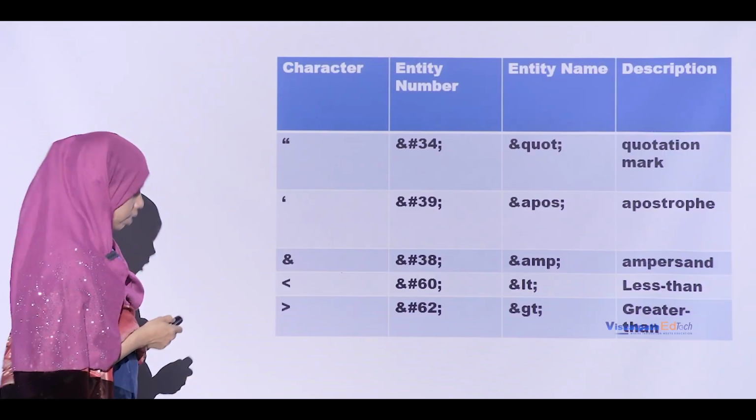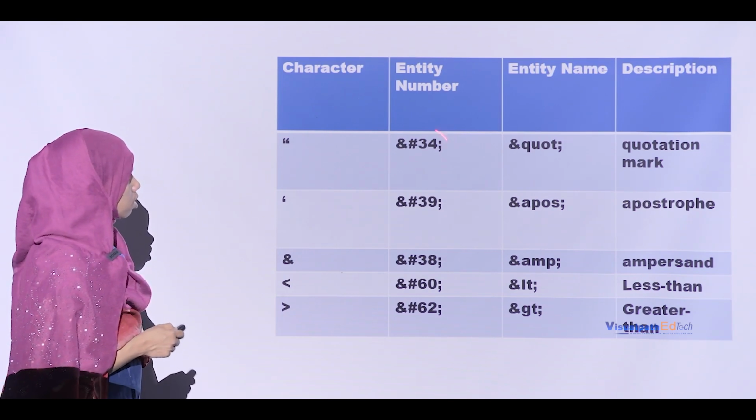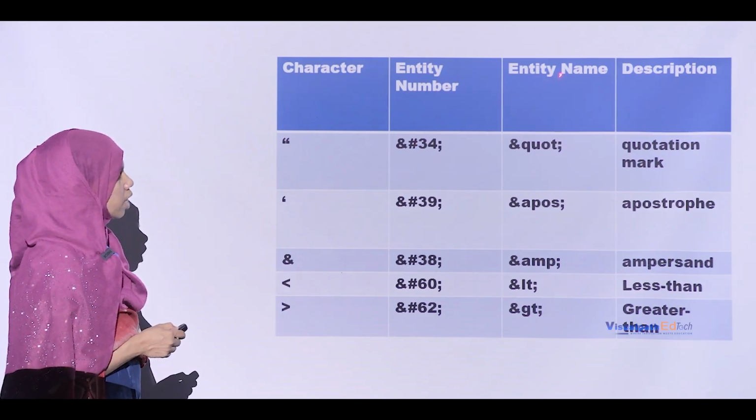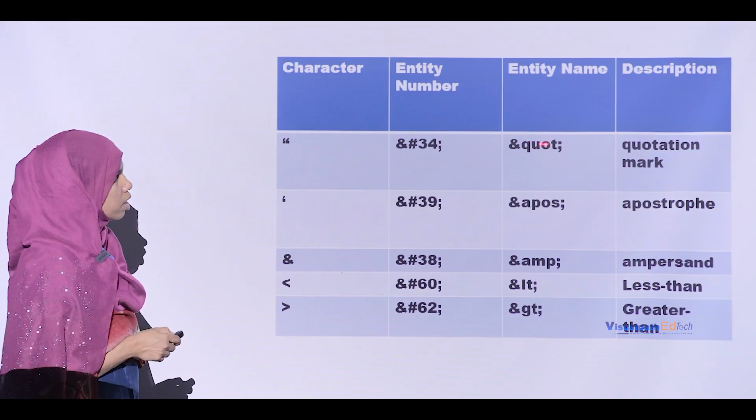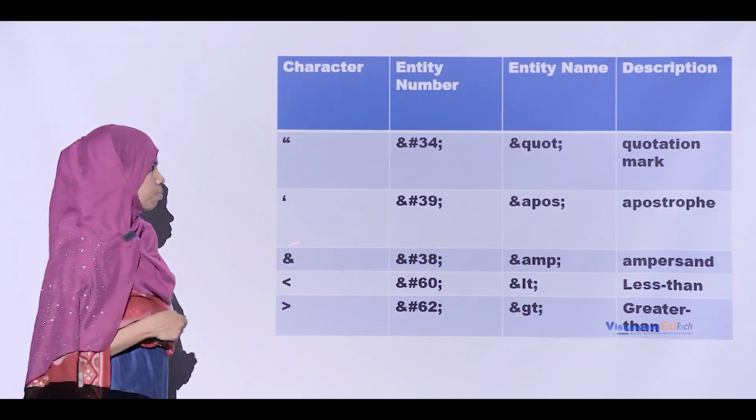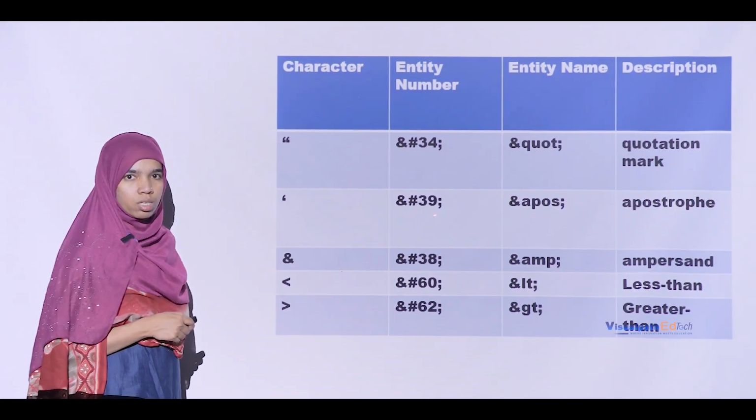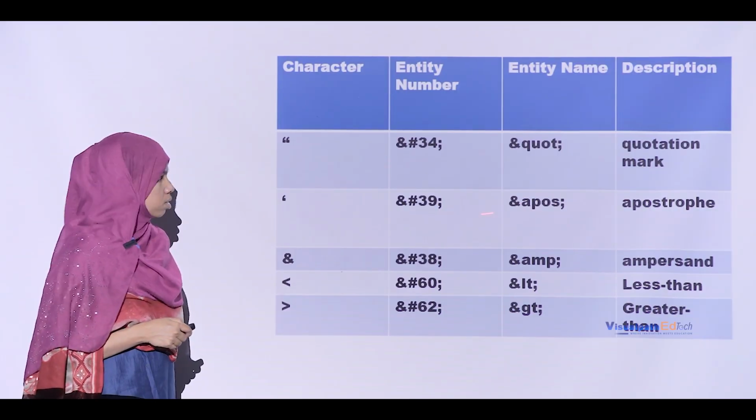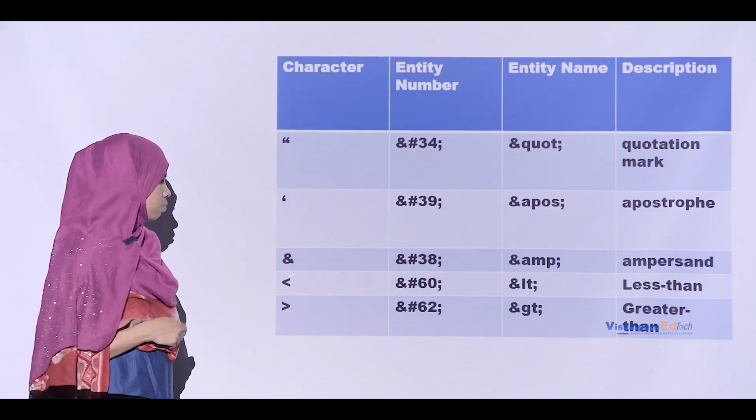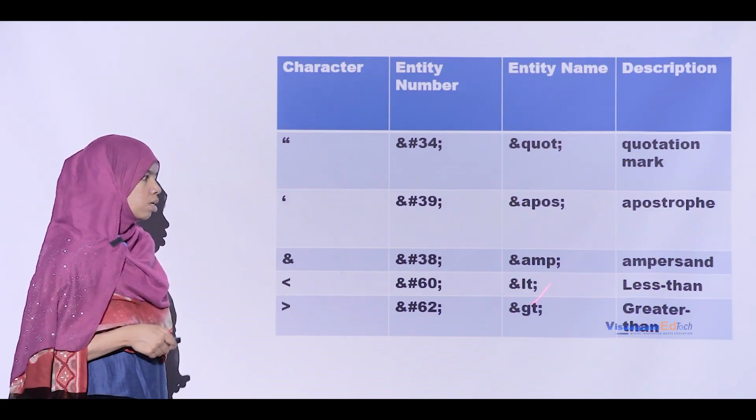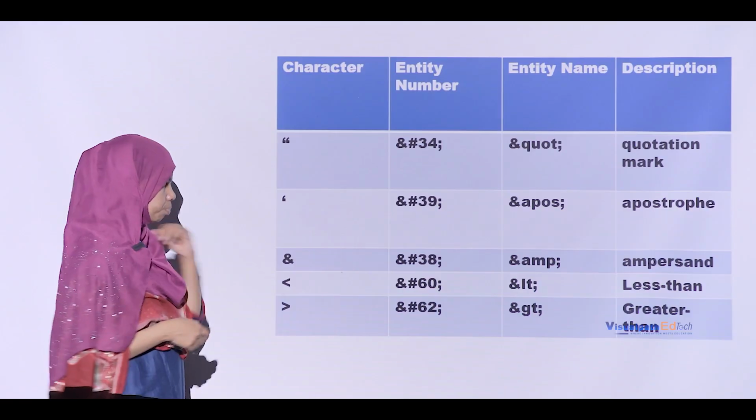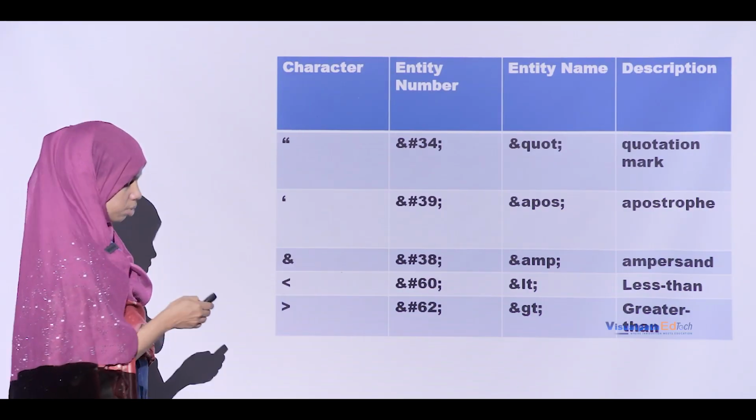I told you here the character is double quotes. The entity number for that one is ampersand #34 semicolon. If not the entity number, you must use the entity name, ampersand QUOT semicolon. If you are going to use an apostrophe, the entity number you are going to use here is this, and the entity name is ampersand APOS semicolon. Similarly, if you want to give the ampersand symbol, less than, greater than symbol, you will be using either the entity name or the entity number. So these are mandatory terms and the description of it is given to you.